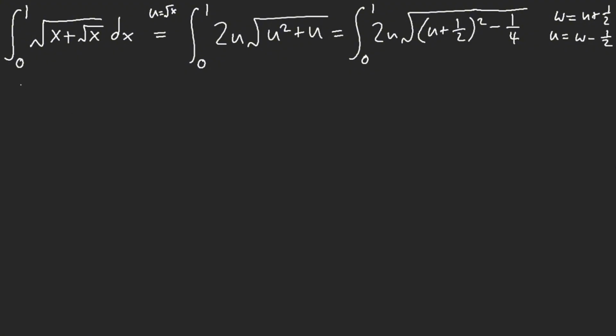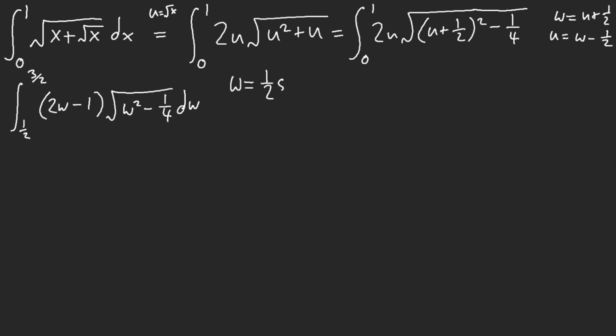And so what we're going to get is 1/2, 3/2, and then from 2u is going to equal 2w minus 1. So we have 2w minus 1 over the square root of w squared minus 1/4. Now, the main part of this method is we're going to do trig substitution. So let w equal 1/2 of secant theta. dw is equal to 1/2 of secant theta tangent theta d theta.